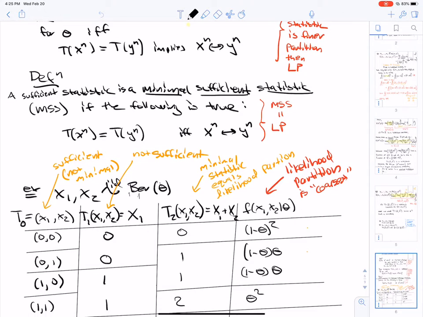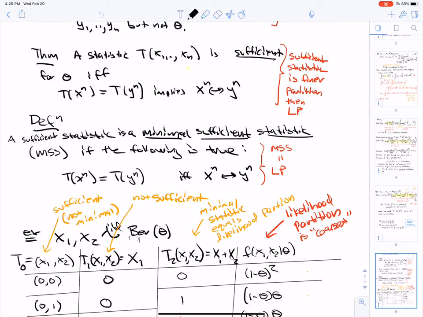Now, to define a minimal sufficient statistic: sufficiency says that we have this one-way implication, but when that implication is actually an equivalence, an if and only if, then we have minimal sufficient. So basically what it's saying is a minimal sufficient statistic partitions your outcome space exactly the same way as the likelihood partition.